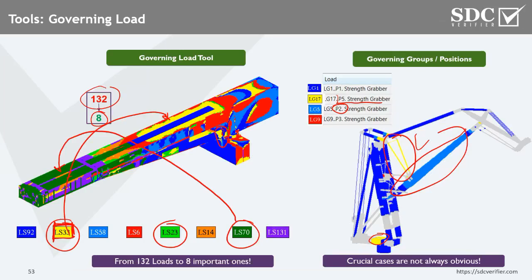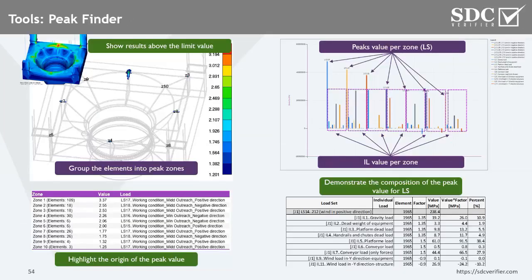But then there is a question. Okay, I have one load set, but one load set consists of many loads. Yeah, so on load, on weight, hoist load, wind, and so on. Which one is that important? We went further and we developed a breakdown of these things.